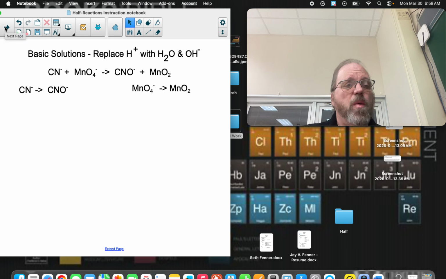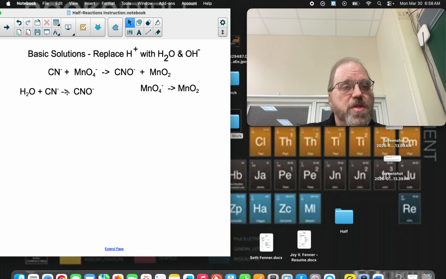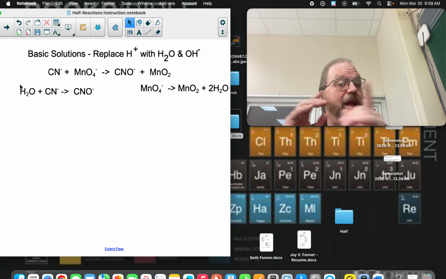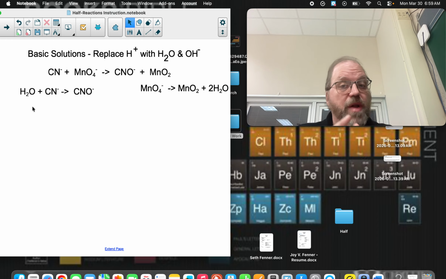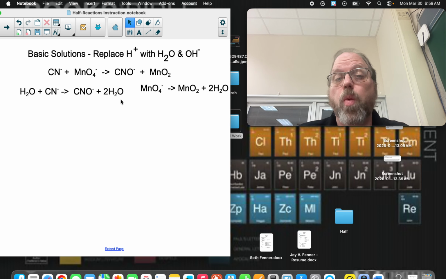All right, so all my carbon, nitrogens, and manganese are fine. So the next thing we're going to do is our oxygens. So we're going to balance the first one by adding H2O. And over here, we're going to add 2 H2O to balance that up. Now, usually we'd add hydrogen ion, but what we're going to do is add water. So how many hydrogens do I have? I have 2 hydrogens. So over here, I'm going to add 2 waters.